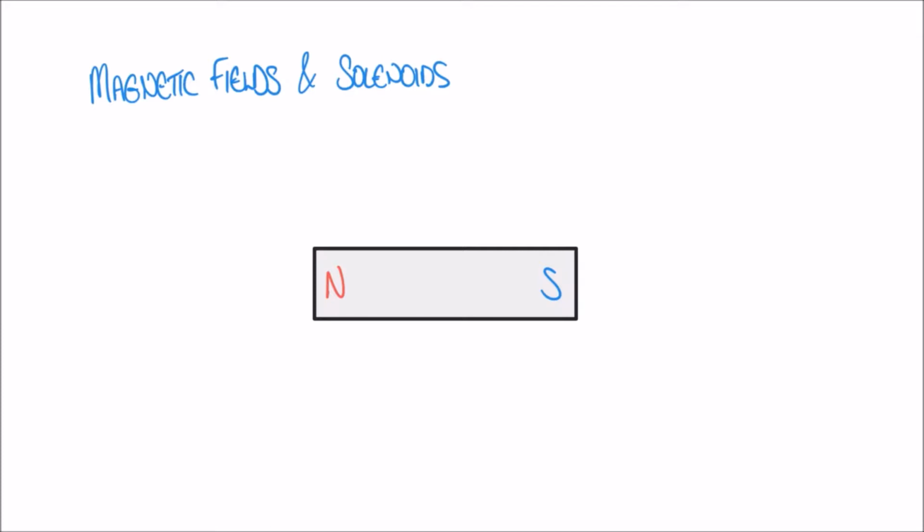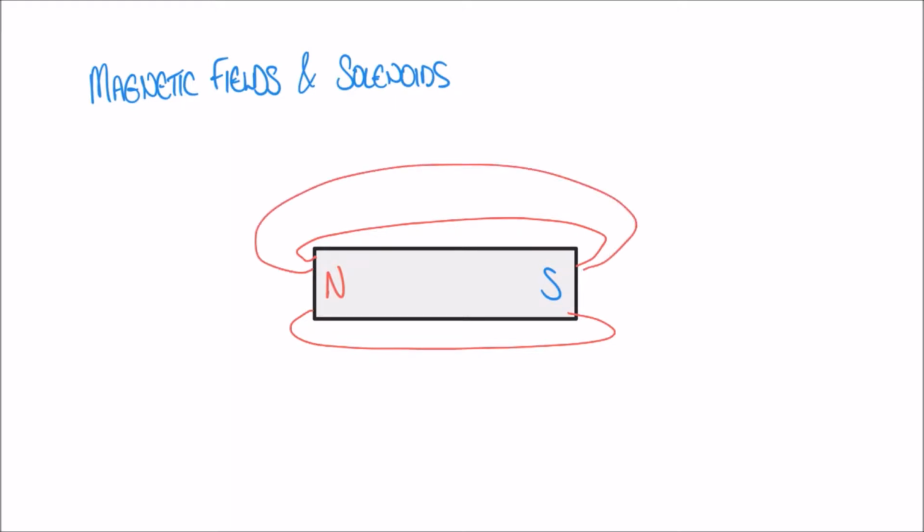We know that a magnet obviously has magnetic properties, and we can represent those magnetic properties by a magnetic field. And the way we draw a magnetic field for a bar magnet is by drawing field lines that travel from the north to the south pole. And so we can draw them on something like this. We have lines that travel from the north to the south pole, like so.